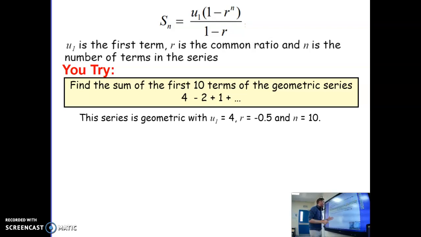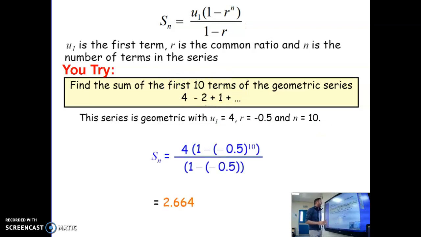So, this series, our first term is 4. Our common ratio is minus 2 divided by 4, which is negative 0.5. And then n, we're looking for the first 10 terms. So that is my crucial information. Now I'm just going to substitute it into my formula. And when we substitute those values in, type them very carefully, use your calculator, and that's the answer we should get.